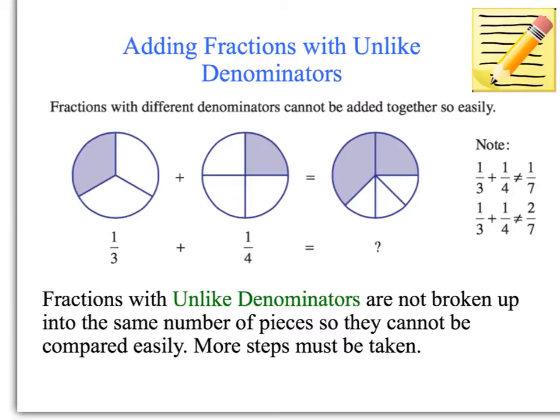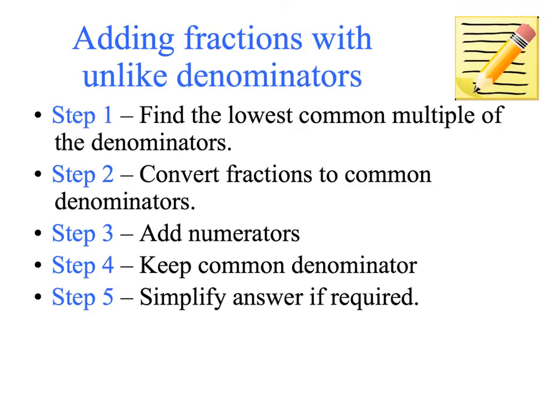So you can see over the right hand side here, I've just written what not to do. So you don't leave the numerators the same and add the denominators. You don't just add the numerators and also add the denominators. You have to do something else. So you need to write this down, and you also need to write this down. So when you are adding fractions with unlike denominators, so the bottom numbers are not the same, these are the steps. Step 1 is to find the lowest common multiple of the denominators.